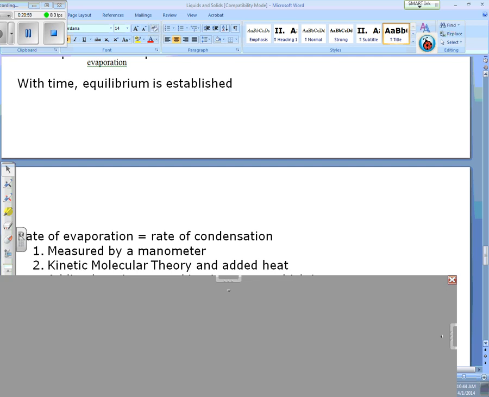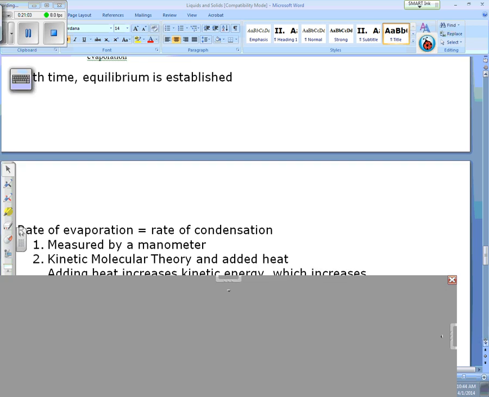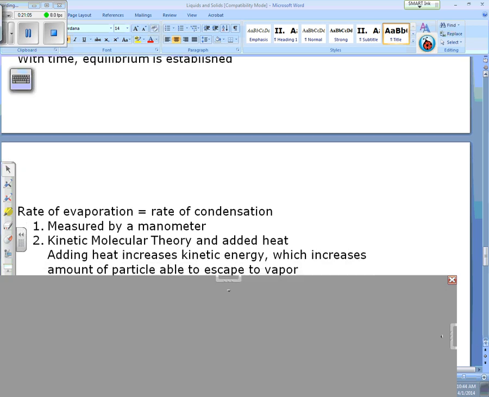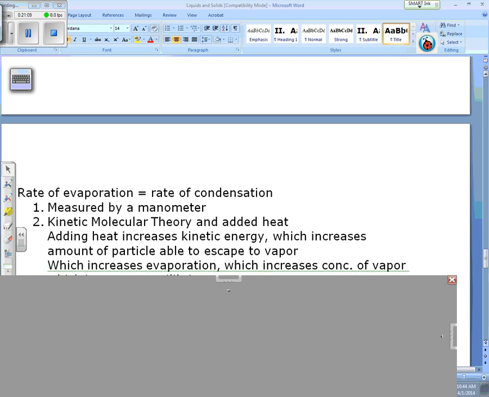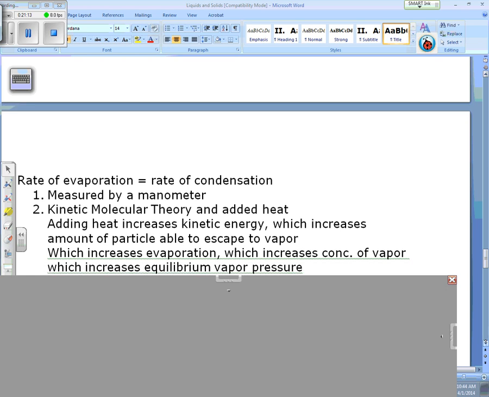And I say this in a really long run-on sentence here. So, adding heat increases kinetic energy, which increases the amount of particles able to escape to the vapor phase, which increases evaporation, which increases the concentration of vapor, and that increases the equilibrium vapor pressure.